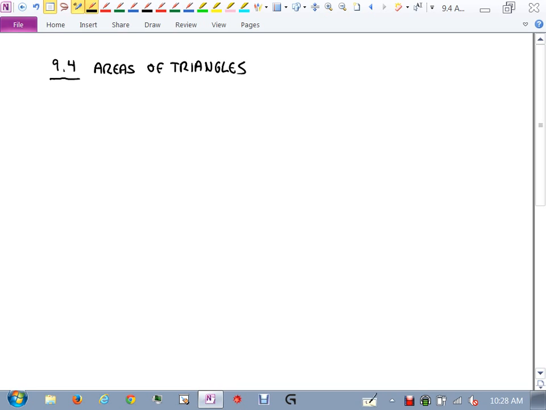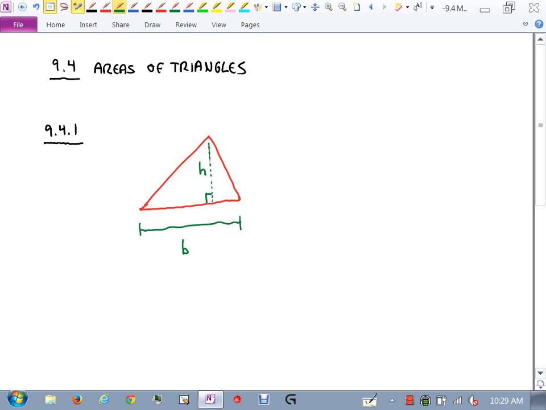All right, so when it comes to areas of triangles, there's one that most people know. If someone gives you a triangle, and let's just say it looks like that, if you know the height of the triangle and you know the base of the triangle, then the area of the triangle is a measurement of, if you had to paint it, how much area it covers. So the area of a triangle is what?